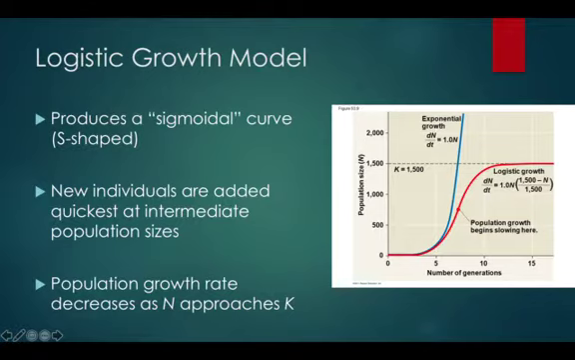New individuals are added quickest at the intermediate population size. So intermediate of the population size, it's kind of in this middle area. Population growth rate decreases as N approaches K. So that is this section here. This is where the population growth rate is decreasing because our red line represents population size N. As we start to get close to that carrying capacity K, this is going to start to decrease. It's going to slow down. It's not as steep of a slope. And then K is eventually reached.